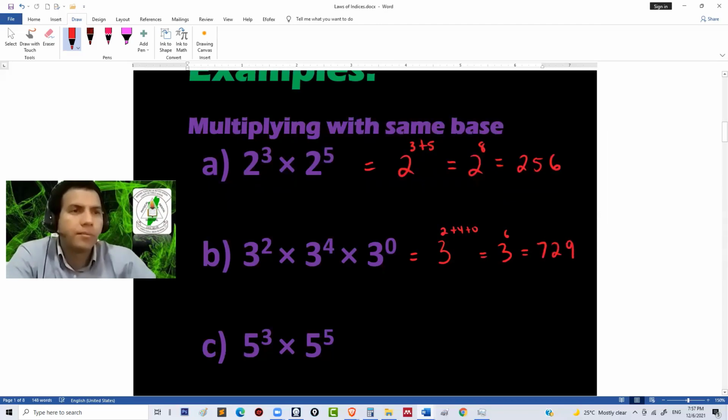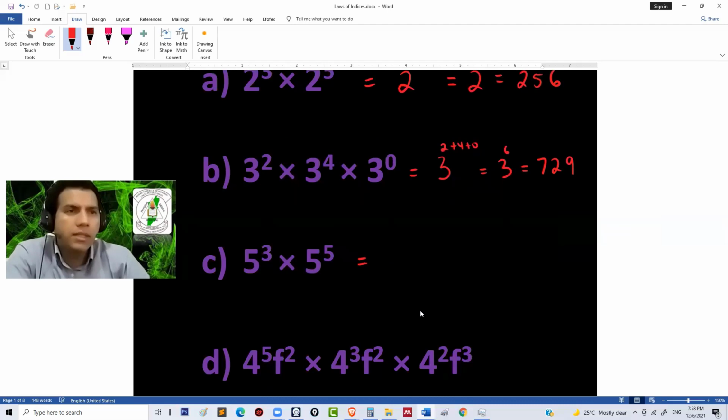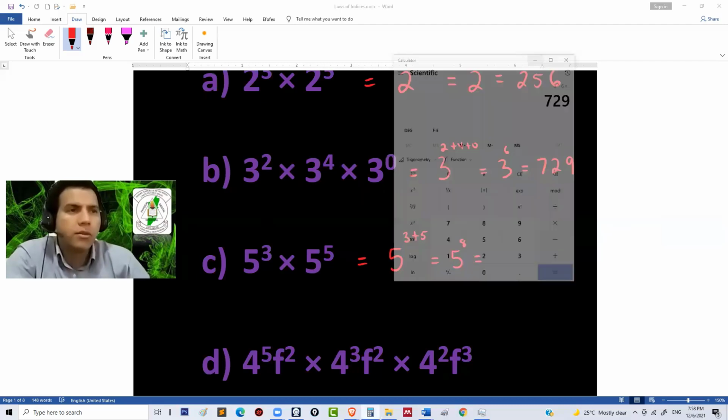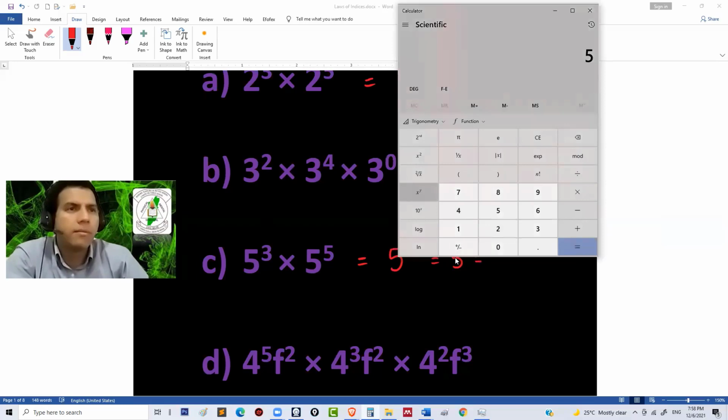Our next example, the base is 5. And we'll add the powers, 3 plus 5. So 3 plus 5 is 8. So 5 power 8. This button here is the power. 5 power 8 is 390,625.